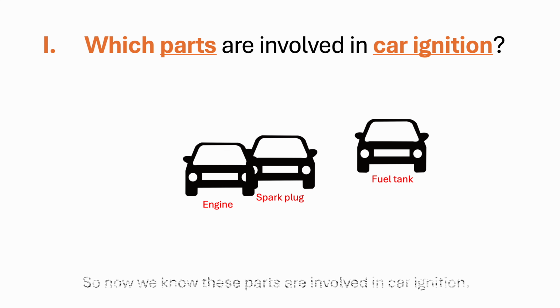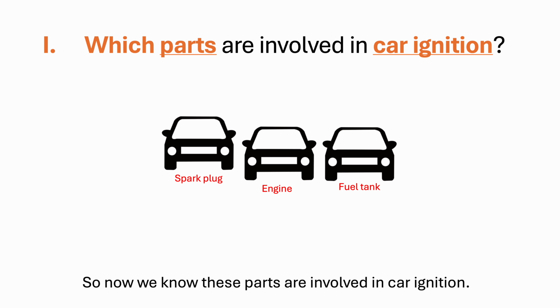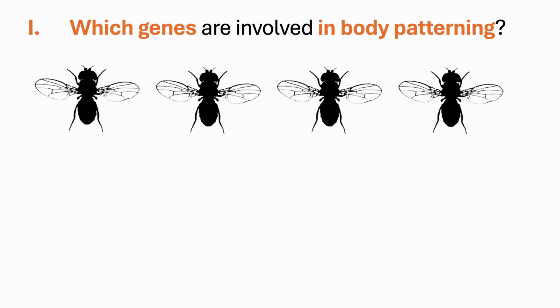And so now you take a look at all the parts and you find that the spark plug, the engine, and the fuel tank were disrupted in your initial perturbation. What that's saying is that these parts may be involved in car ignition. This might give you an insight into what the process is. Now with flies it's quite different, because you have some sense of the layout but not everything, which is why you're using them to discover new things.